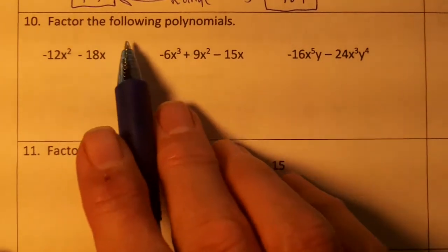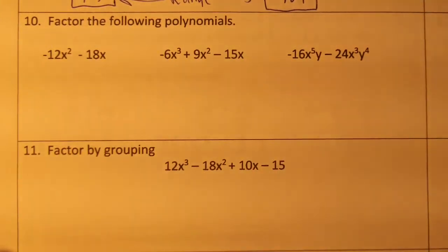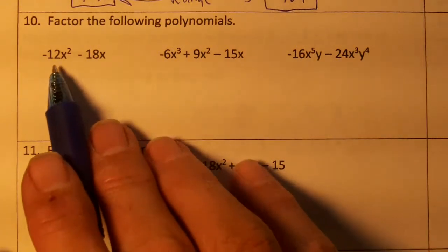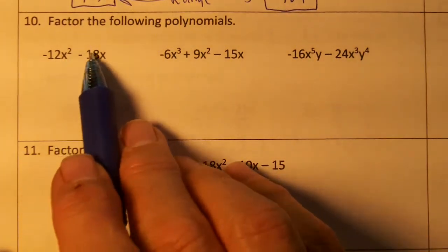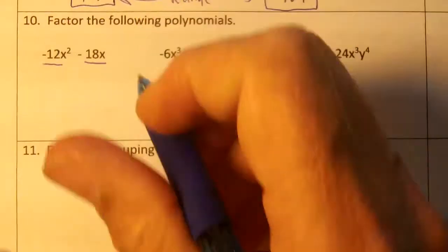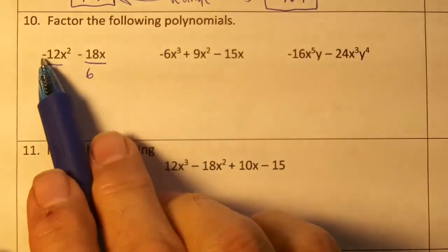Number 10, factor the following polynomials. Okay, we need to get the GCF for each one, don't we? The GCF of 12 and 18 is a 6. So I'm going to draw two fraction bars under here. I could divide by 6. I could also divide by a negative, can I? They both have negatives.